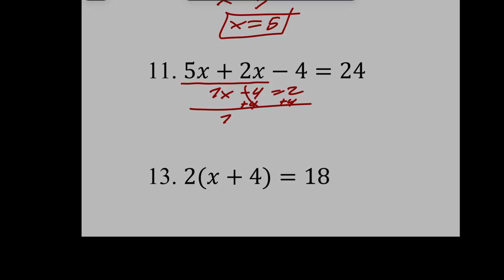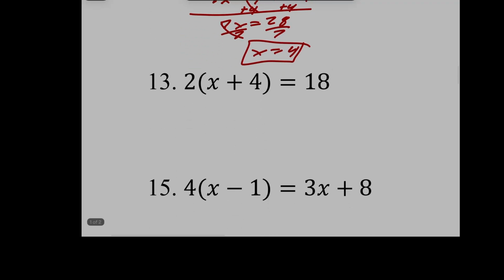Boom, done. I'm going to get 7x equals 2 plus 4 is 6, except for that's a 24. So that's going to be a 28. Sorry, I did a bad job copying. And now once I divide each side by 7, I get x equals 4. Okay? Let's go on to number 13.